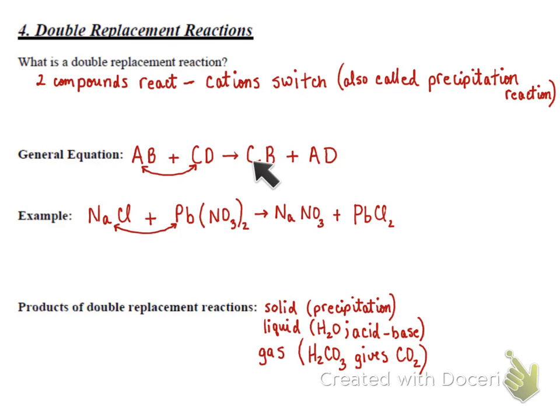So you get C with B. They stay in their same order. It's still cation followed by anion, and then A makes a bond with D.